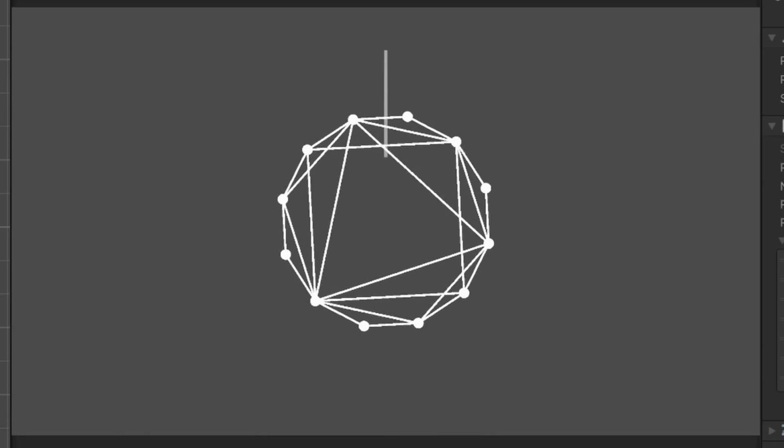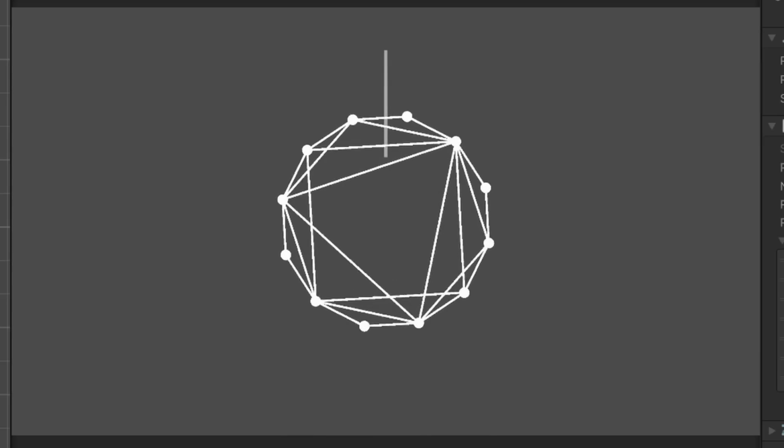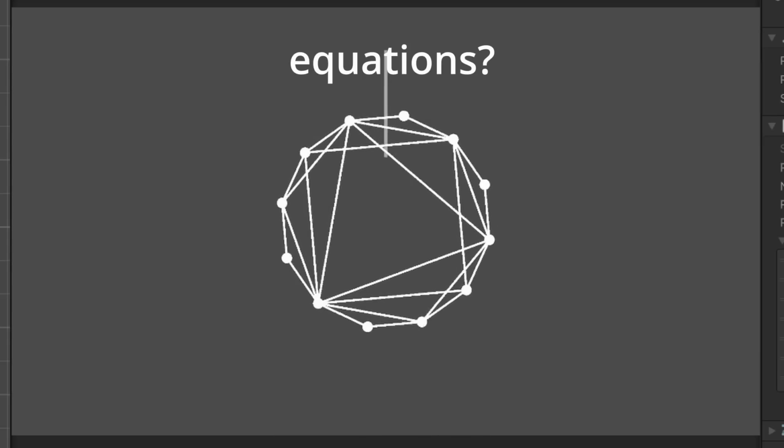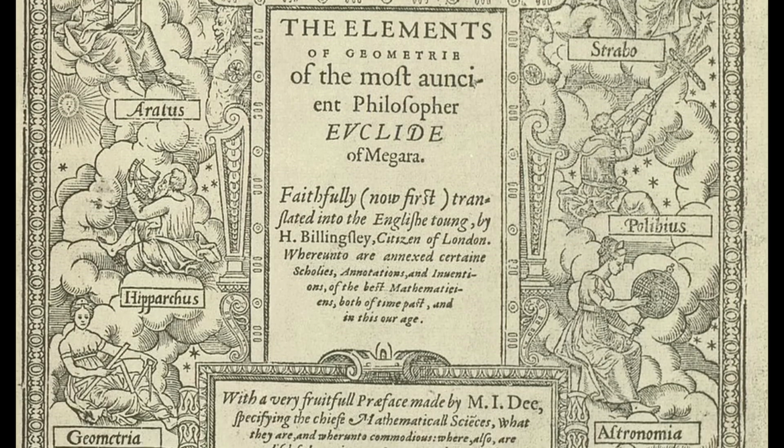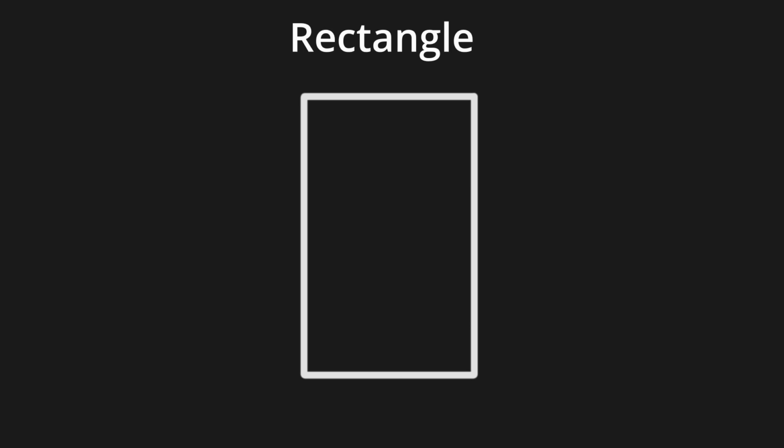Alright, these are a lot of fun to experiment with, but are they really math? Where are the equations? Algebra has its roots in geometry, and we're going to leverage this fact to create some rectangles that we can use for music.